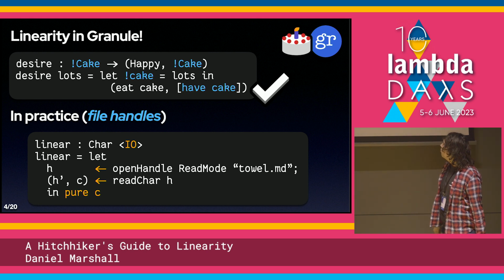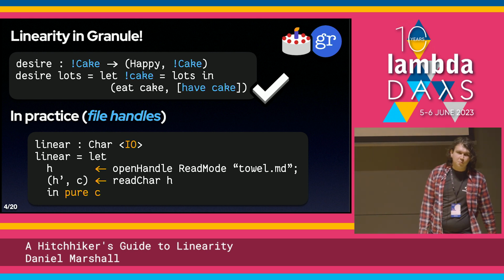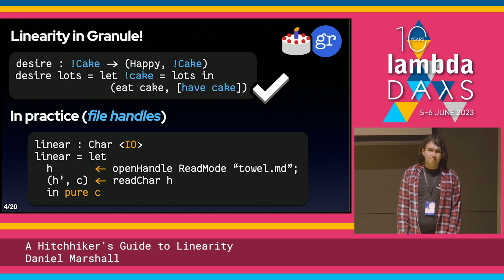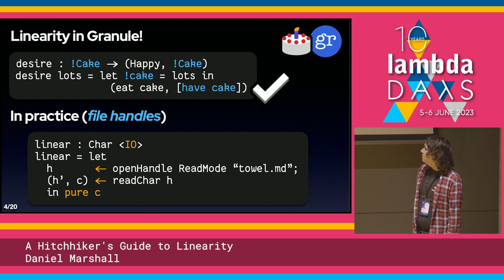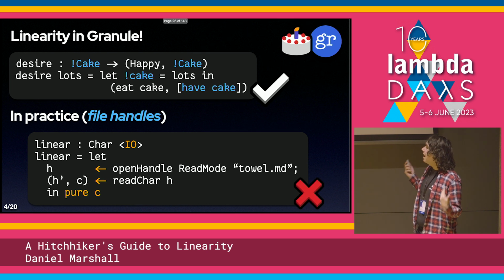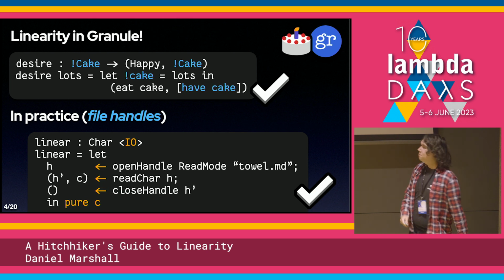But there is a problem with this function somewhere. Has anyone spotted it already? I'm sure someone has. What happened to H prime? Exactly. So the problem that's happened here is, if you know anything about file handles or anything about linear types, the problem is that we haven't closed our handle, right?